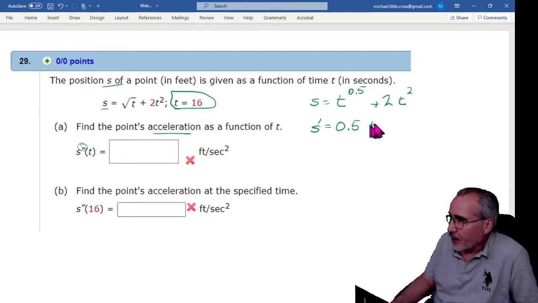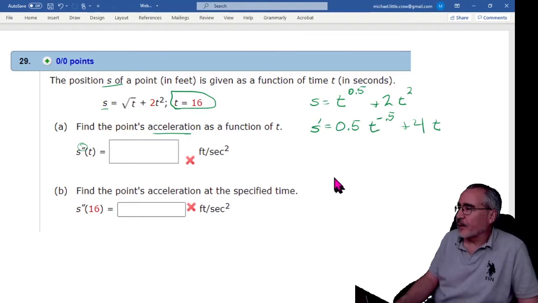So the 0.5 comes down, subtract 1 from it, so we've got a minus 0.5. The derivative of the second term, 2 times 2 is 4, t to the first power. So that's our derivative there.